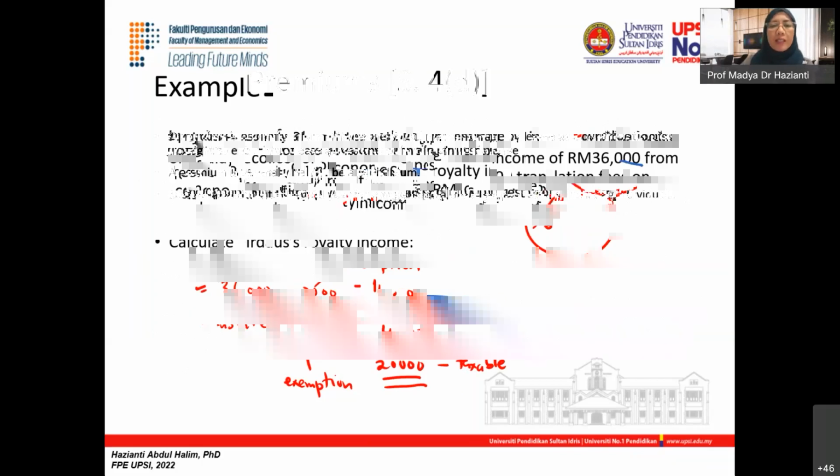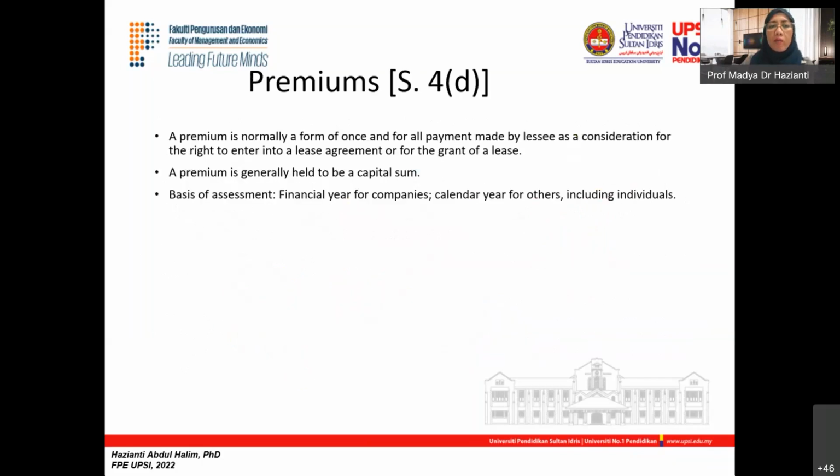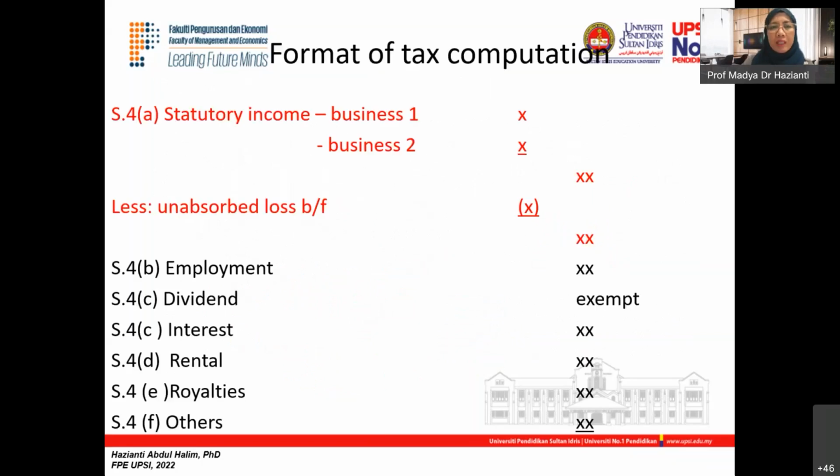Okay, next under section 4D, we also have premium. Premium is more about payment made by the lessee in consideration for a lease agreement. Usually in our questions we are not given much of this premium. Alright, so this is the format. What I show here in red is to be ignored for now. Don't look at the top part yet.